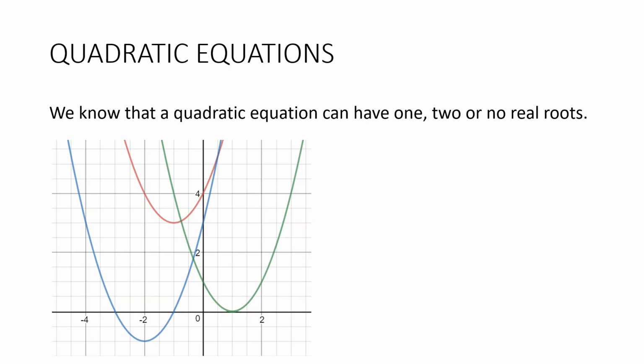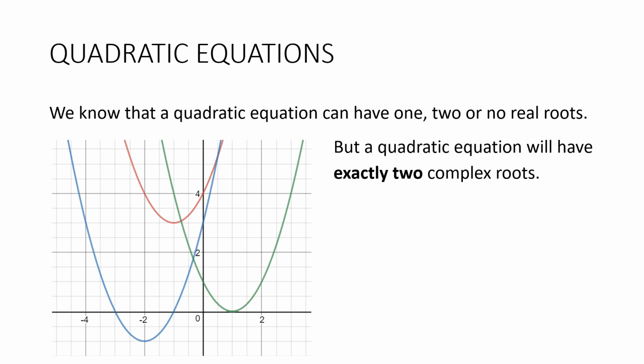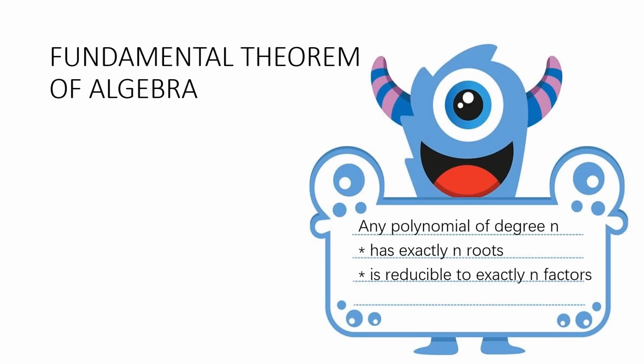Now we know that a quadratic equation can have 1, 2, or no real roots, and they correspond to the x-intercepts on a real number plane. But here's the thing, a quadratic equation will have exactly 2 complex roots, because complex numbers can't be displayed on a real number plane. That leads us to the fundamental theorem of algebra, which states that any polynomial of degree n has exactly n roots. There's another way that we can write it. Any polynomial of degree n is reducible to exactly n factors.